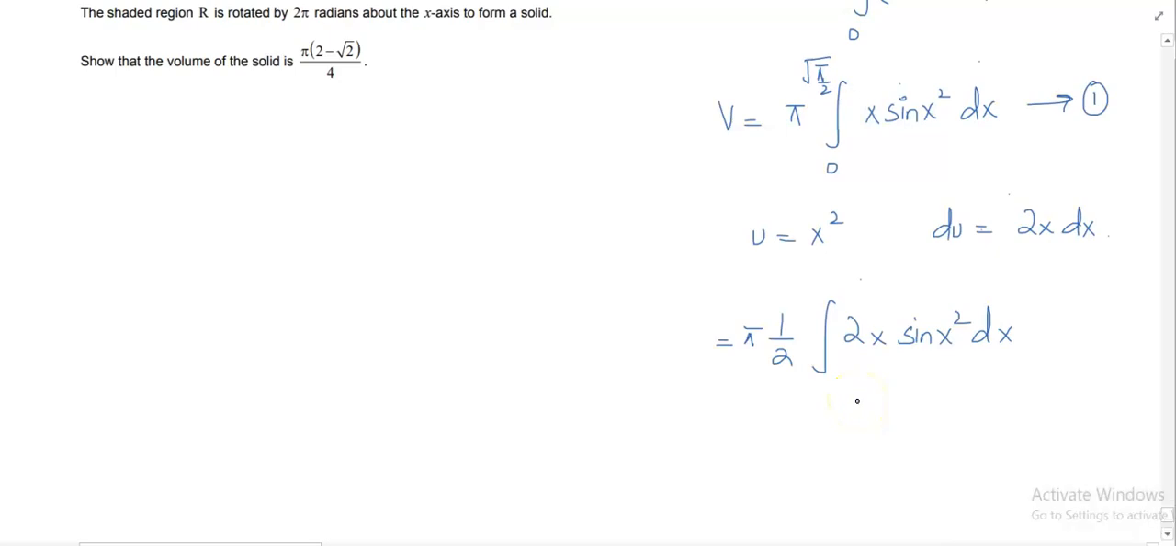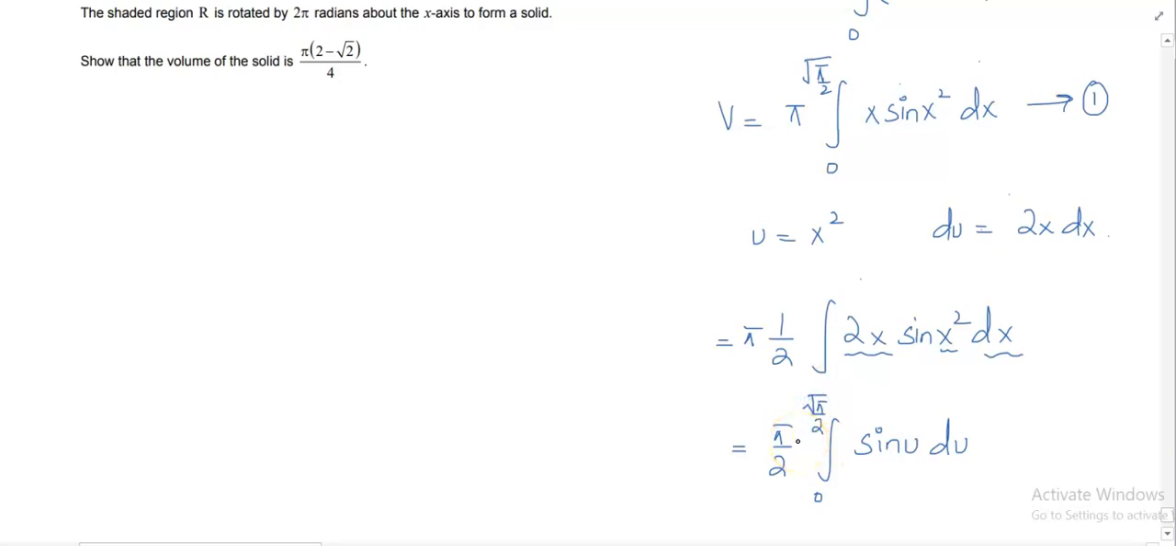However, my need is being fulfilled, because 2x dx can be written as du, and over here we have x squared, so that's sine of u. So I end up getting sine u du, and I have pi over 2 outside of the bracket, and then I have the x limits, which are 0 to square root of pi divided by 2.